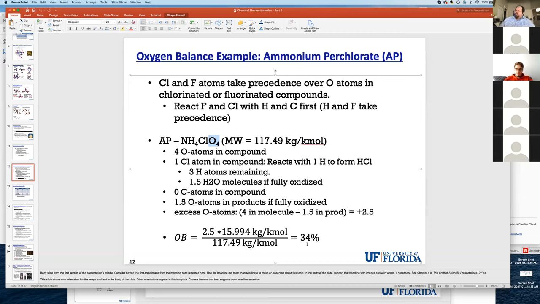And so ammonium perchlorate is a very strong oxidizer. And part of the reason that it's such a strong oxidizer is that the chlorine reacts with one of the hydrogen atoms. And so basically there is a half mole of oxygen that is not needed to fully oxidize the H atoms. So are there any questions with this? Can you explain where the 15.994 comes from? Oh, this is the molecular weight of oxygen atoms.